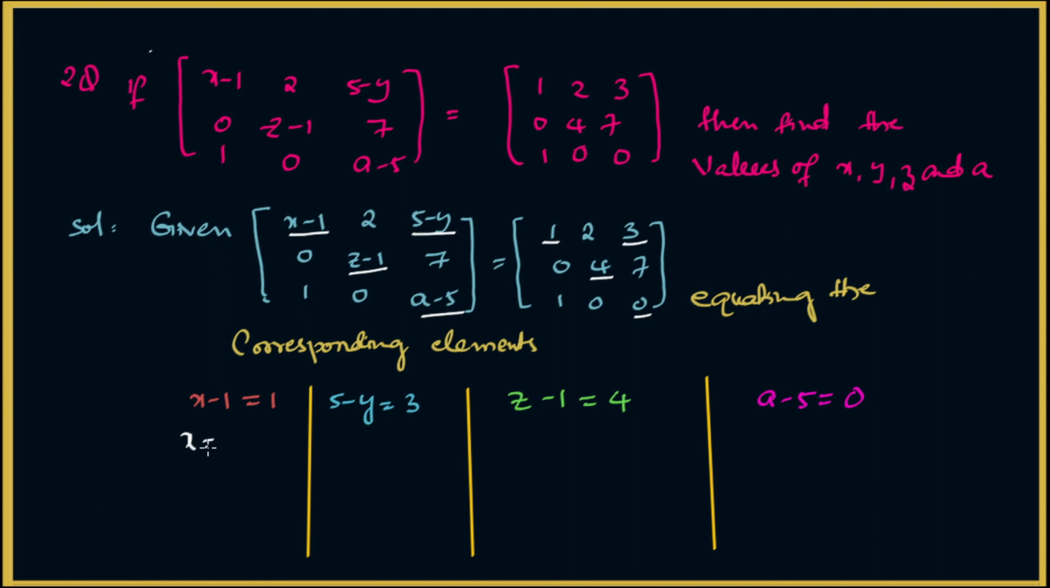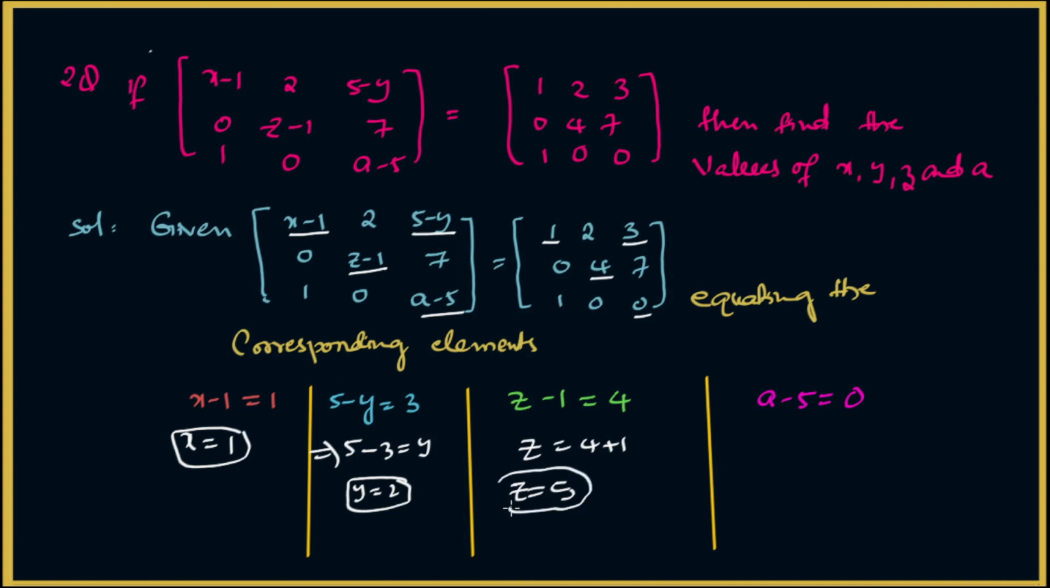So x, minus 1 becomes plus 1, 1 plus 1 is 2, so x equals 2. And y, if you make it the subject, 5 minus 3 equals y, so y equals 5 minus 3 is 2. And from this one z equals, we can write 4, minus 1 becomes plus 1, so 4 plus 1 is how much, 5, therefore z equals 5. And finally a, if you make a the subject, minus 5 becomes plus 5. So these are the values of x, y, z and a.